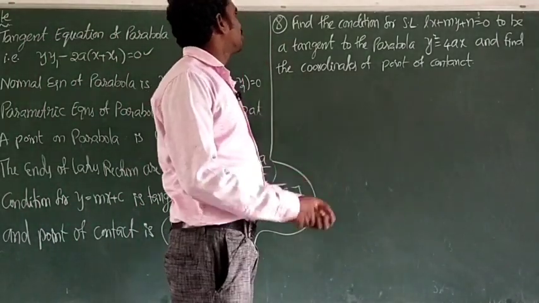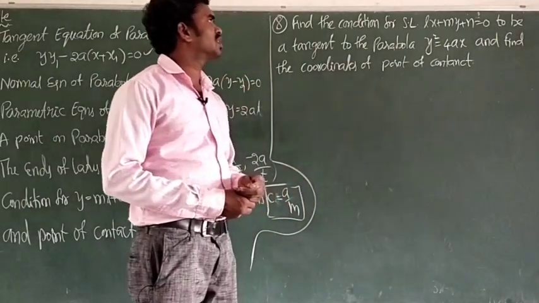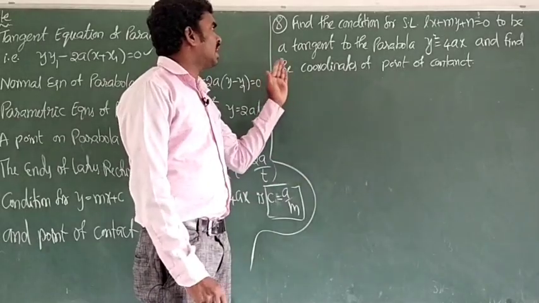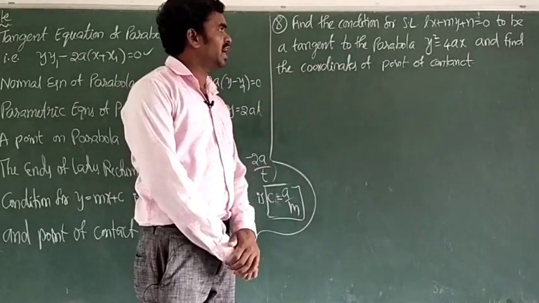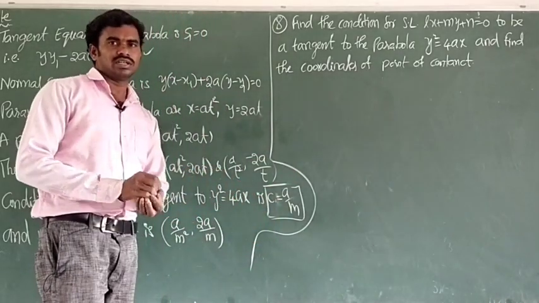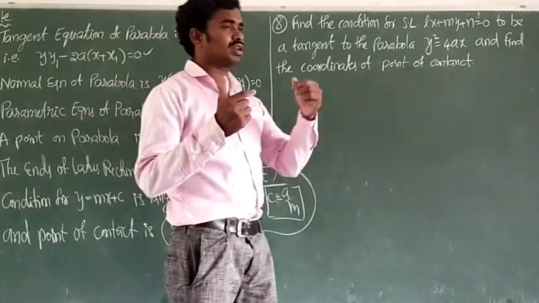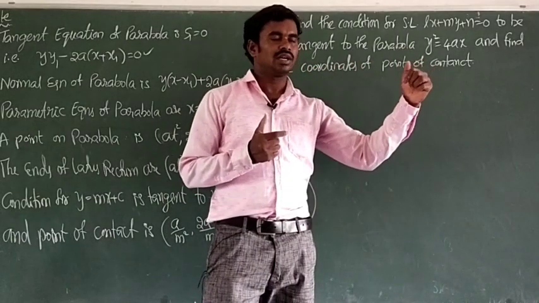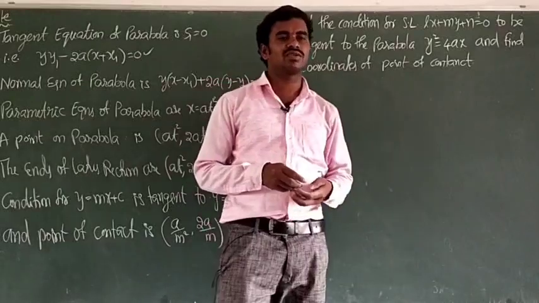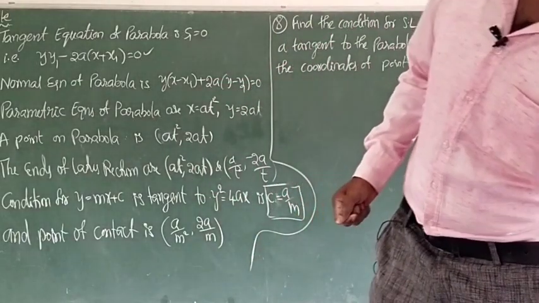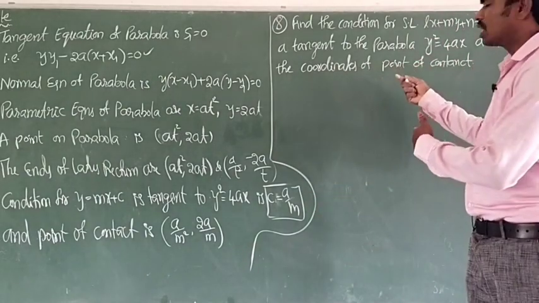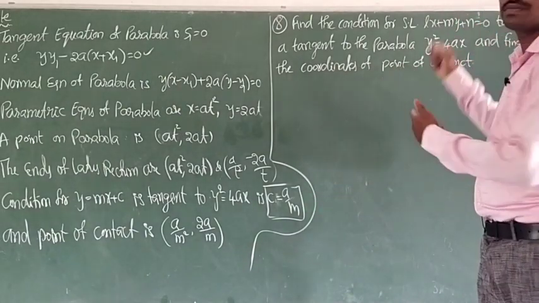Yeah. 8th question: find the condition for the straight line lx plus my plus n equal 0 to be a tangent to the parabola y square equal 4ax, and find the coordinates of the point of contact. Actually we have a formula for y equal to mx plus c. Okay, but we don't know the formula for lx plus my plus n equal 0, am I right? So using the known formula, we can find another formula for this type of straight line also.